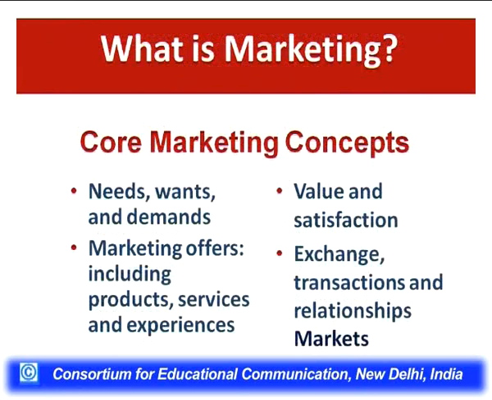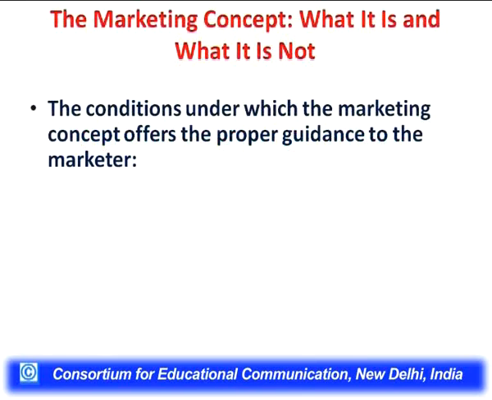What is marketing? Core marketing concepts. On one side, we manage needs, wants and demands. More basically, we manage the demand of the individual or of the society. And marketing offers include products, services and experiences, value and satisfaction. The important thing which marketing offers to the customer is satisfaction. Our main aim is to keep the customer satisfied at all times. Exchange, transactions and relationships make the market. So, this is the core marketing concept. The marketing concept, what it is and what it is not: the conditions under which the marketing concept offers proper guidance to the marketer.